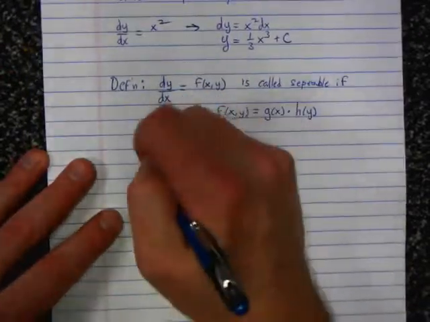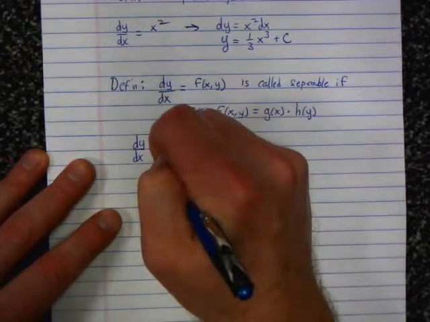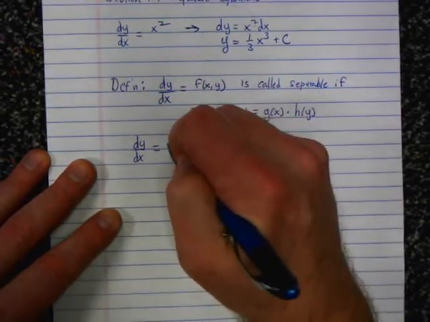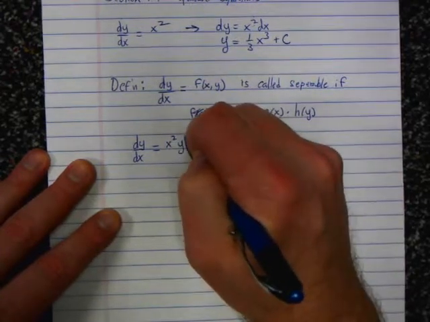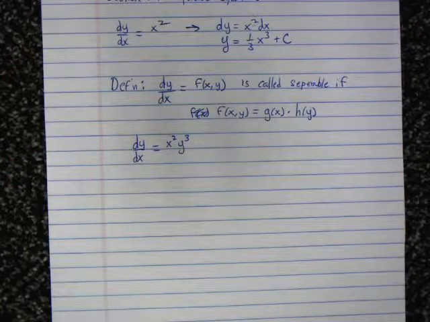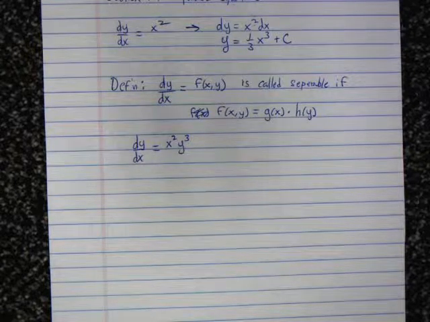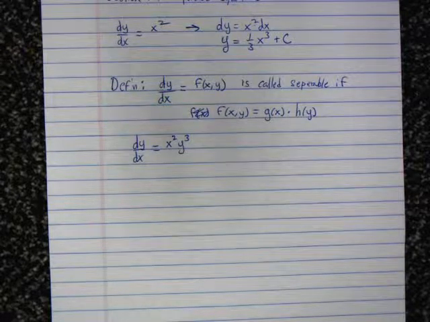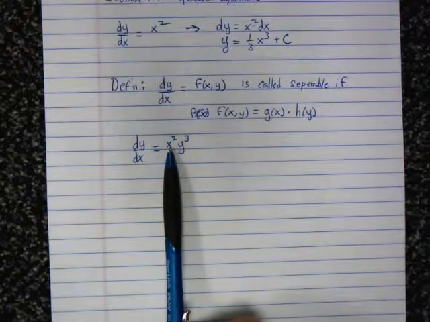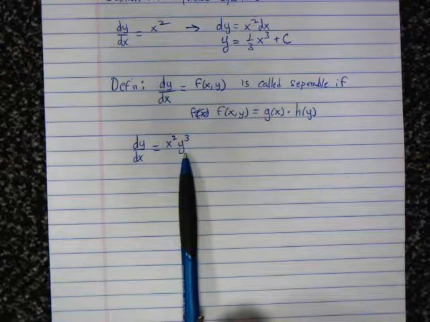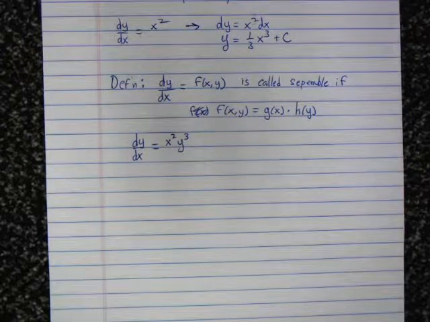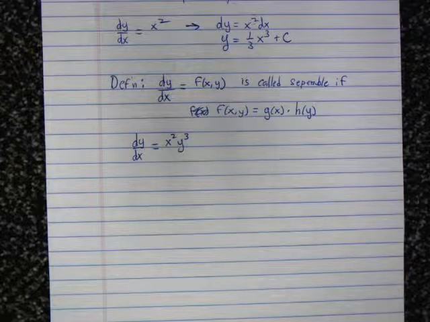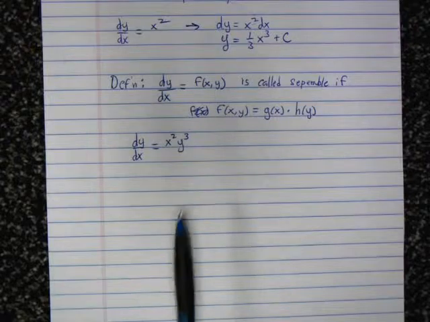Okay, so let me give you an example. dy/dx equals x squared y cubed. There's a separable differential equation. Why is that a separable differential equation? In this case, g of x would be x squared and h of y would be y cubed. That's exactly what we're going to do. Another reason these are called separable is what we're going to do now.